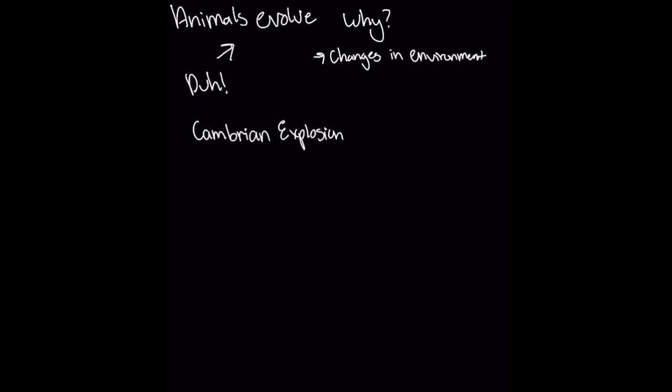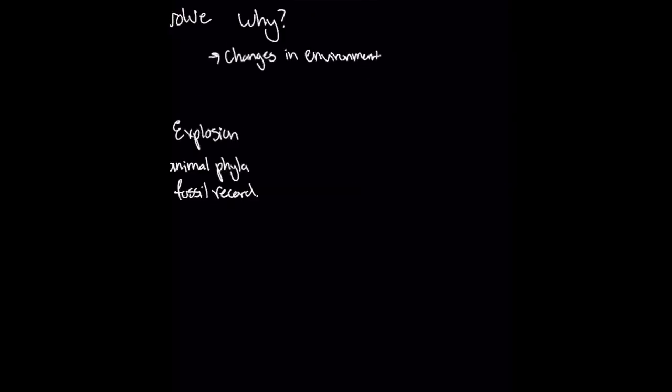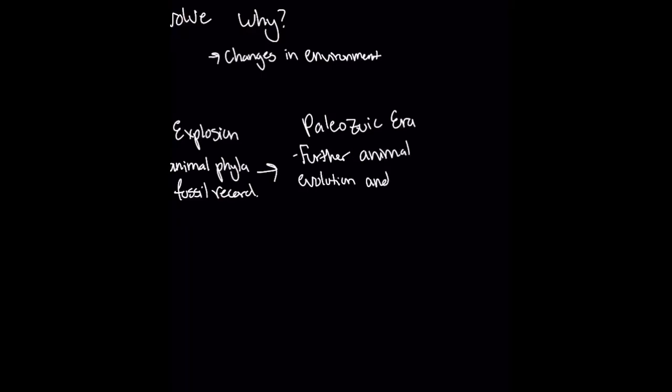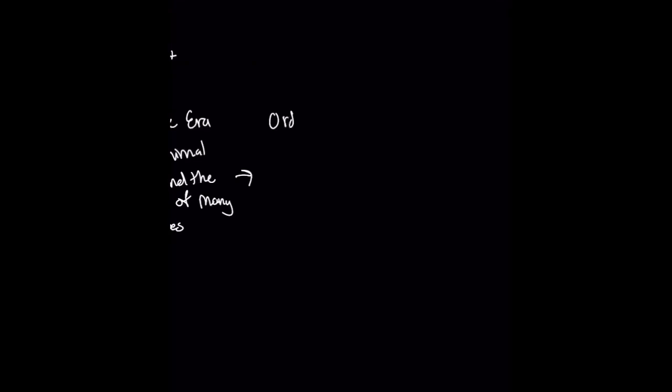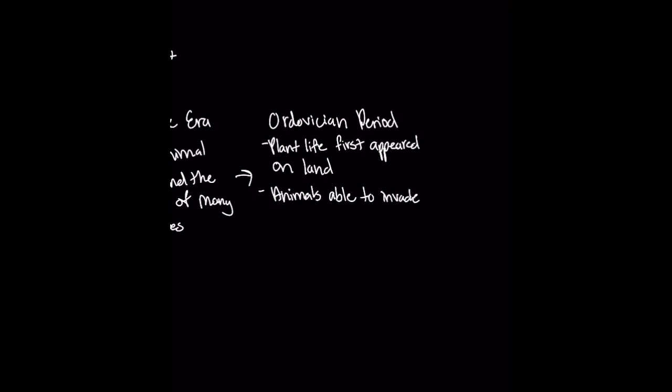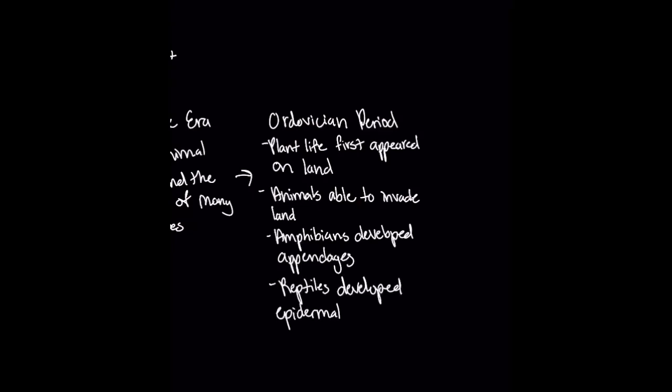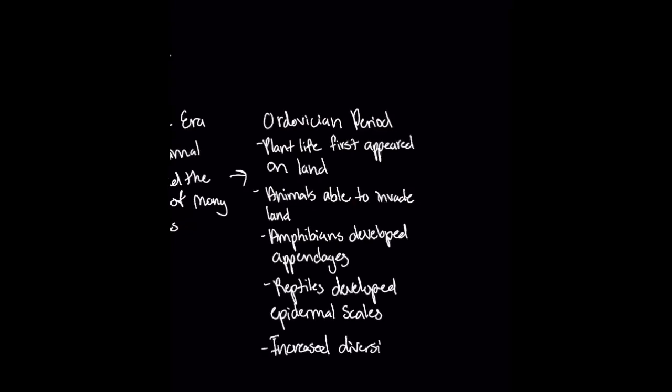We can take a look at the Cambrian explosion where practically all major animal phyla started appearing on the fossil record. After this, the Paleozoic era marked further animal evolution and the appearance of many new species. Then followed the Ordovician period, where plant life first appeared on land. Eventually aquatic species were then able to invade the land. This allowed amphibians to develop appendages and reptiles epidermal scales. This advancement allowed for the development of different species and new living spaces, increased diversity.